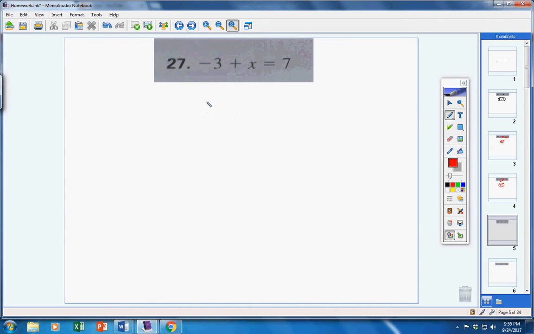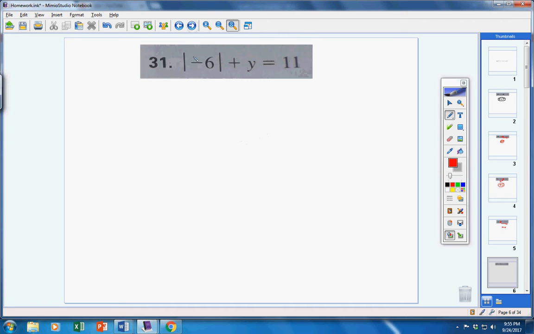Moving on to number 27. Step 1, simplify both sides. We cannot simplify this side, and we cannot simplify this side. Step 2, isolate the variable. Let's take this negative 3, move it to the other side, make it a positive 3, and we're left with x equals 10. Alright?